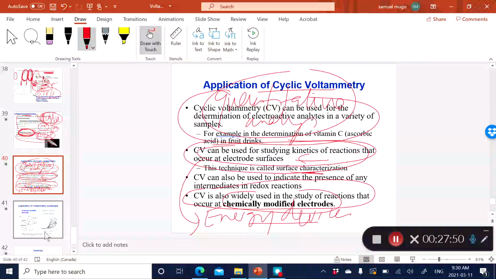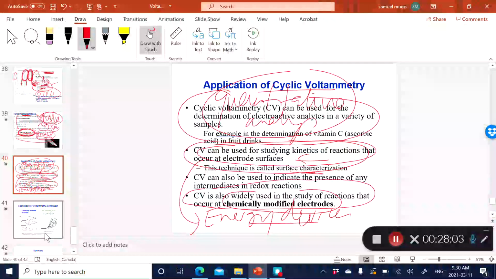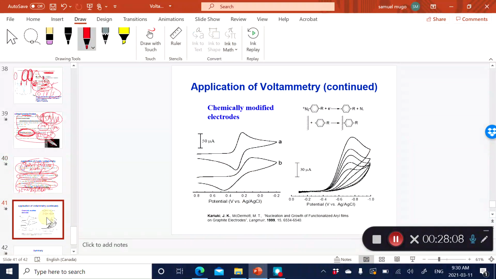And of course, there's no reason why we should not have used things like the differential pulse voltammetry. There's no reason why we shouldn't have used square wave voltammetry and so on. But of course, we don't have enough time in the lab to play with every bit of those techniques. But hopefully you guys see there's a wide array of applications of voltammetry.